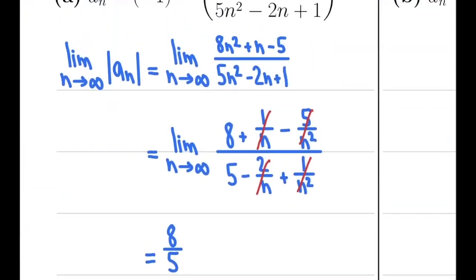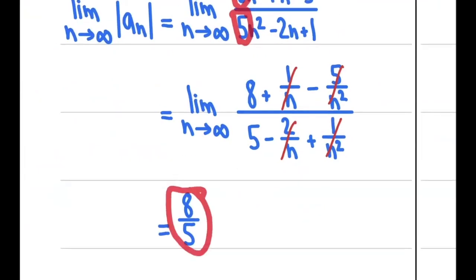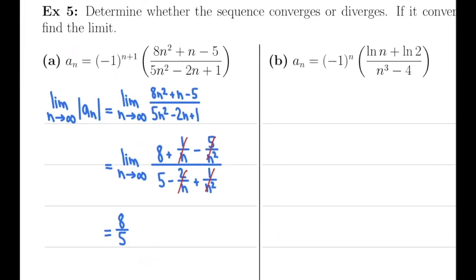The fast way of doing it is you can just look at this function and notice that they both have an n squared, and you can just divide the leading coefficients and just say 8 over 5. We found the limit of the absolute value of a sub n as n approaches infinity, and we got 8 over 5. What was the question asking? So the question's asking, does the sequence converge or diverge?